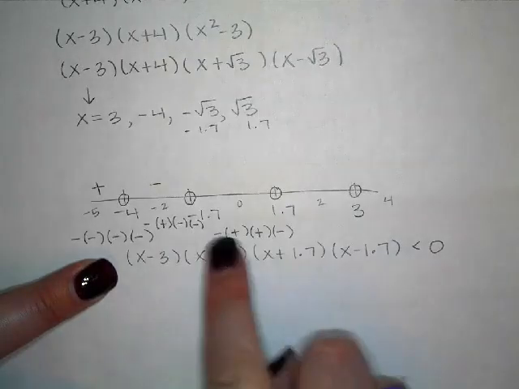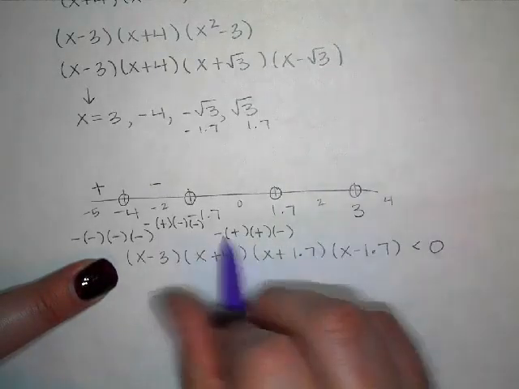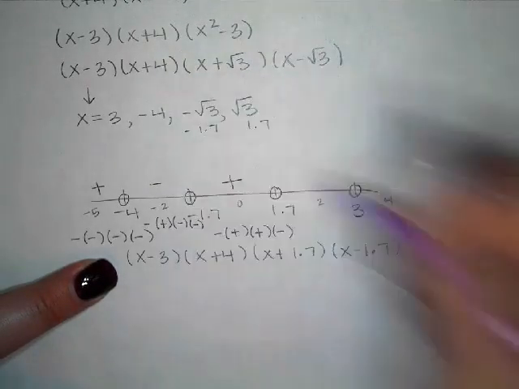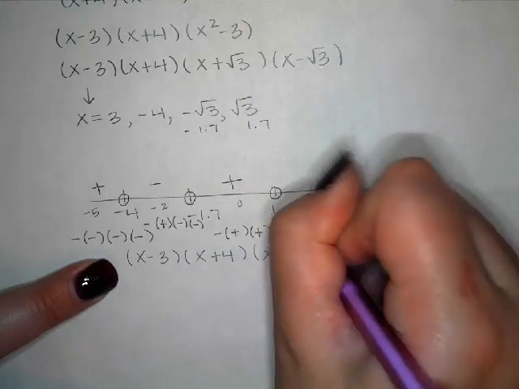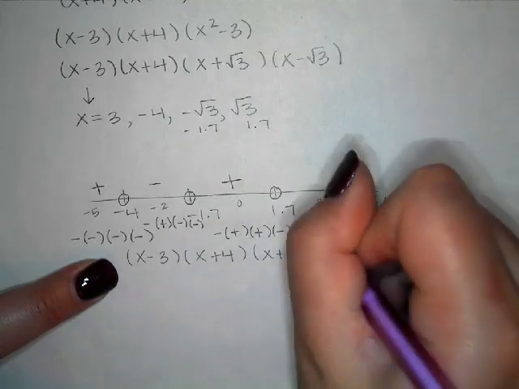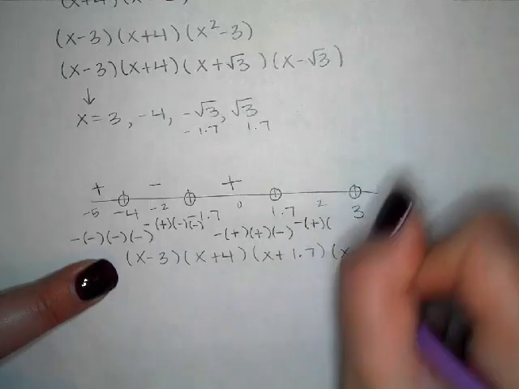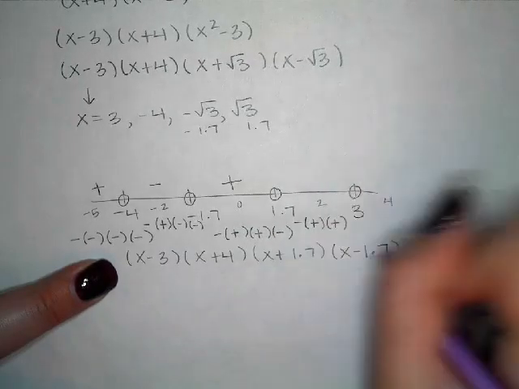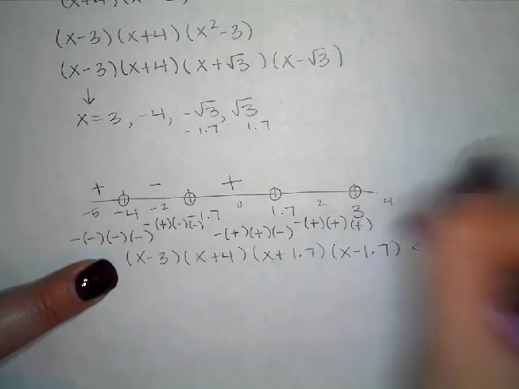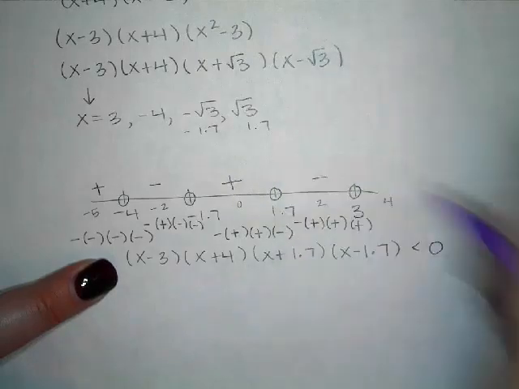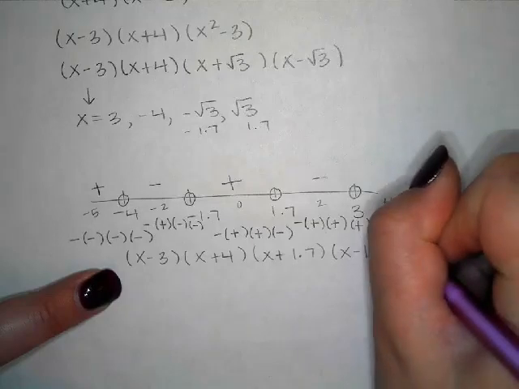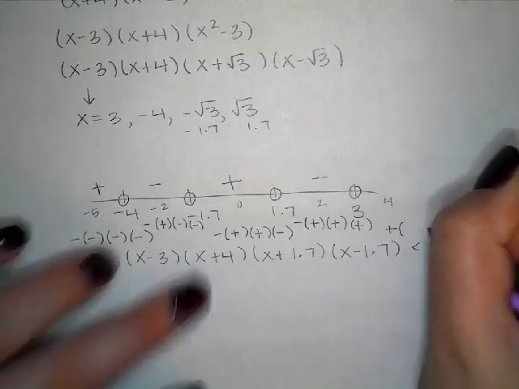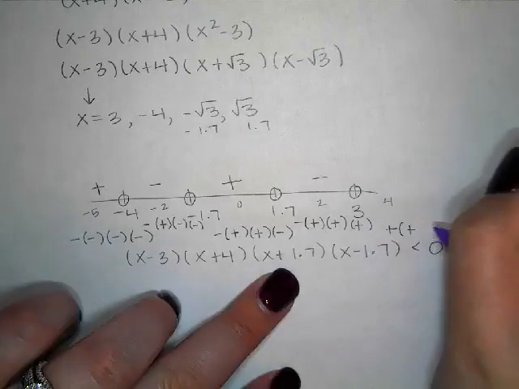Okay. 2. 2 minus 3 is negative. 2 plus 4 is positive. 2 plus 1.7 is positive. 2 minus 1.7 is positive. So there's a negative. I'm sensing a pattern here. And then last one, 4 minus 3 is positive. 4 plus 4 is positive. 4 plus 1.7 is positive. 4 minus 1.7 is positive.